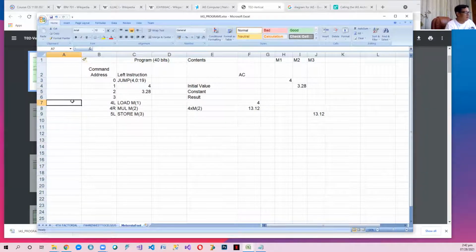Okay? So jump. This is AC receives M of 1. Okay? And then we have AC receives AC times M of 2. Okay? And then we have M of 3 receives AC. The result is in M3. This is the result, no? It's self-explanatory. And then we'll have a halt at 5R.